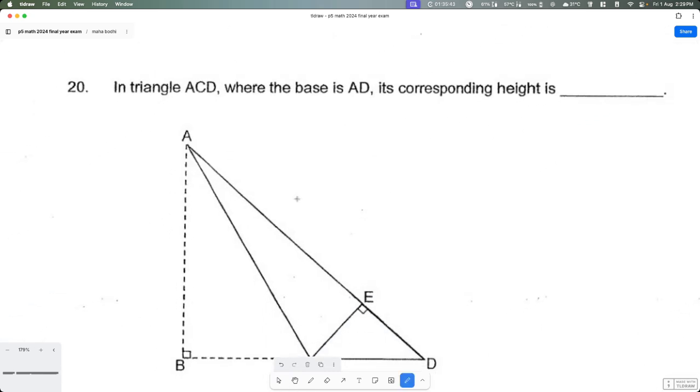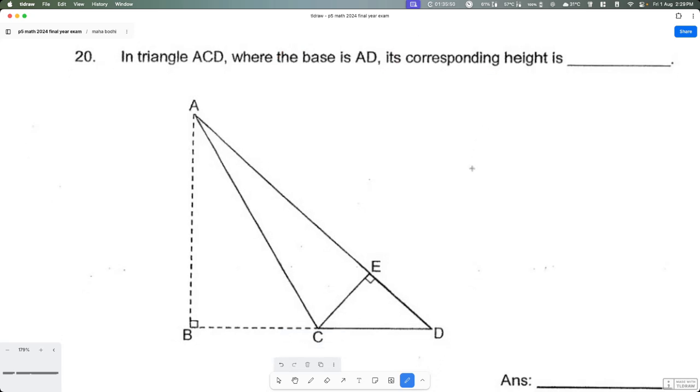Question number 20. So in a triangle ACD, where the base is AD, its corresponding height. So let's highlight the base. The base is AD over here. So I'm going to write here base, right? So since the base is here, what is the corresponding height? So that means the height is over here, right? Put a different color, right? The height is over here.